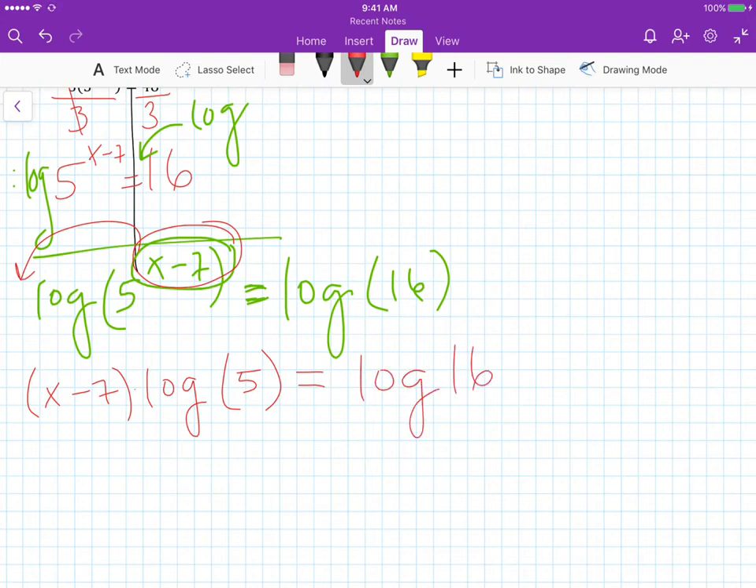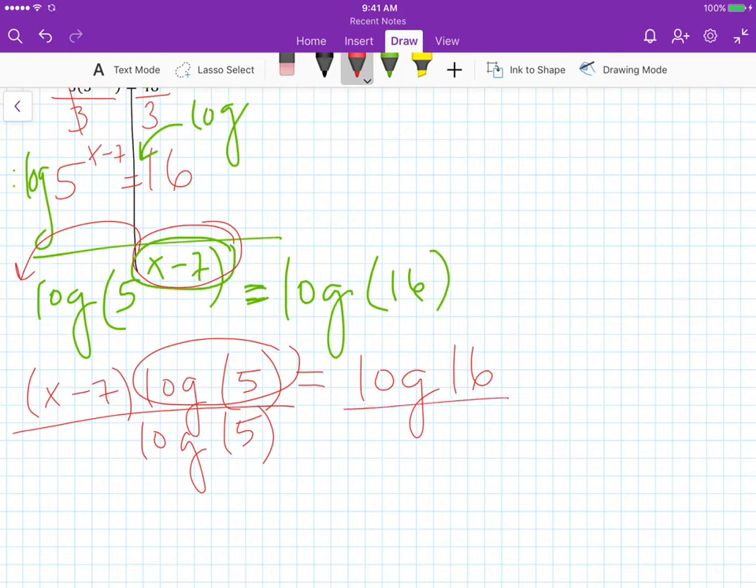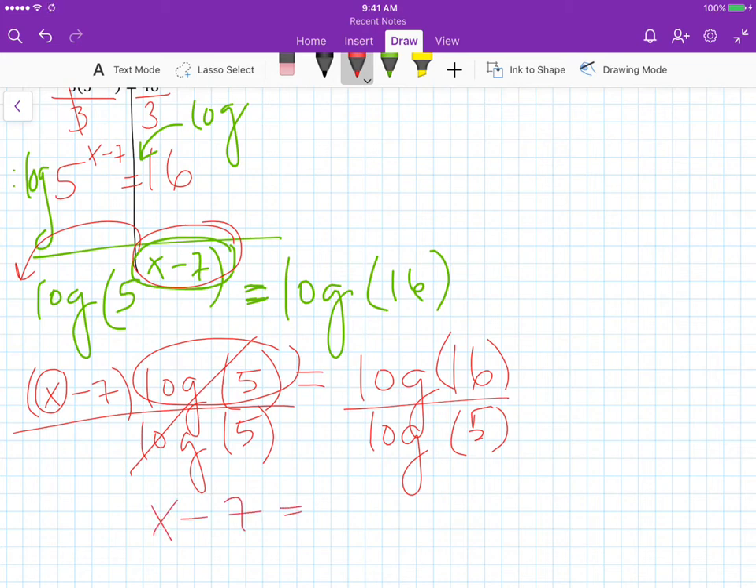This is great because log of 5 is just a number. So if I want to get rid of it, all I have to do is divide by it. This is great because log of 5 over log of 5 is 1. And now I'm getting closer to having my x isolated. Okay, so I'm dividing by that. Now on the left, I just have x minus 7 equals the log of 16 divided by the log of 5.